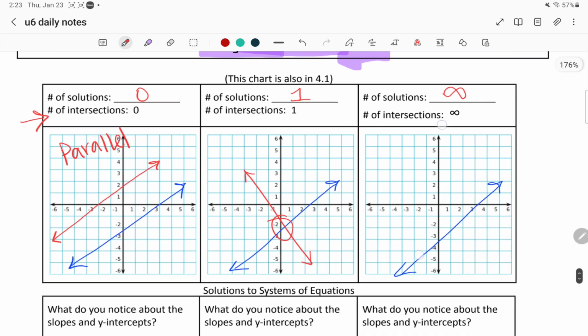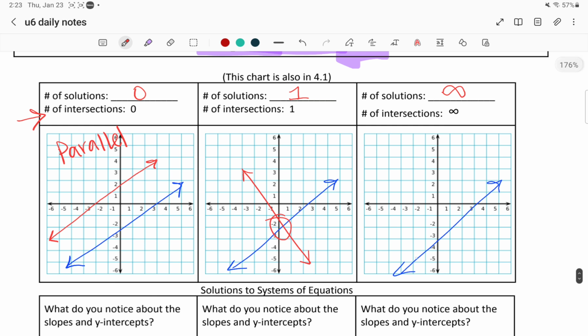And when I have infinite solutions, that means I have infinite intersections. What that ends up looking like is, from one end of forever to the other, my lines cross at every single point, meaning they're directly on top of each other. So we have the exact same line.